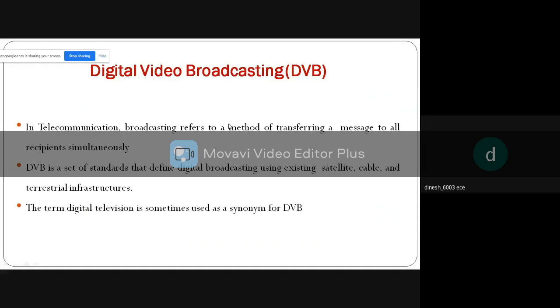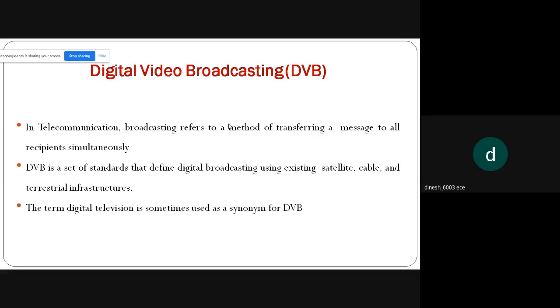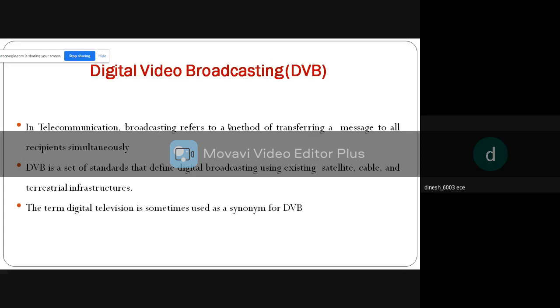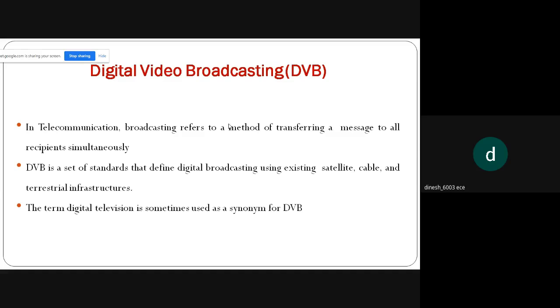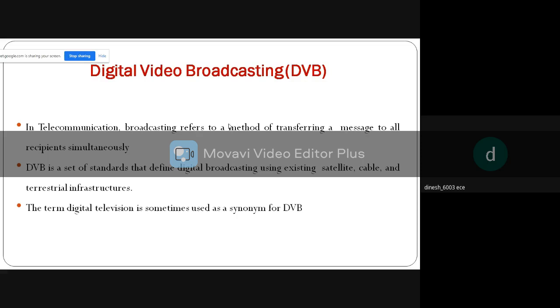Now we move on to the next topic, which is digital video broadcasting, in short DVB. In telecommunication, we refer to the term broadcasting as a method or technique that is used to transfer a message to all its receivers simultaneously, all at a time. Whatever information is available, it transfers efficiently.